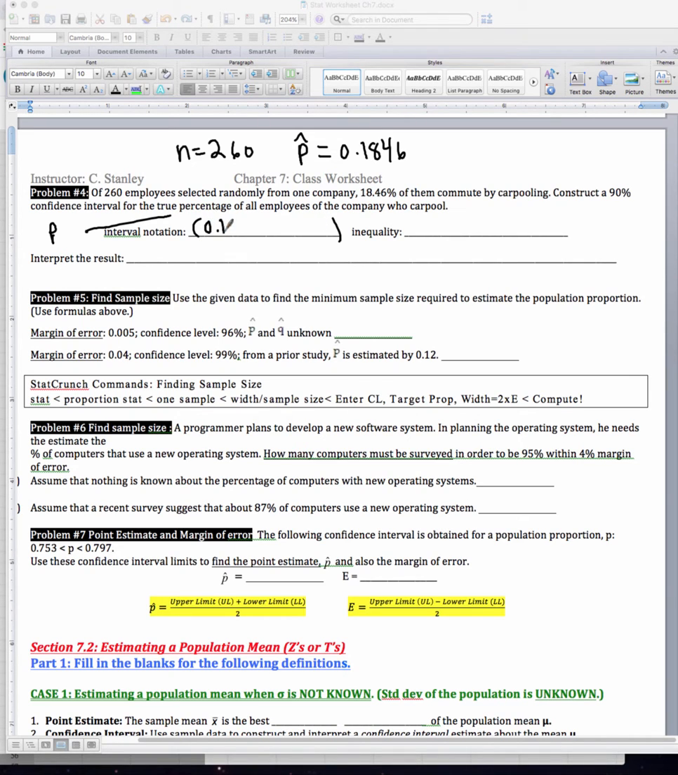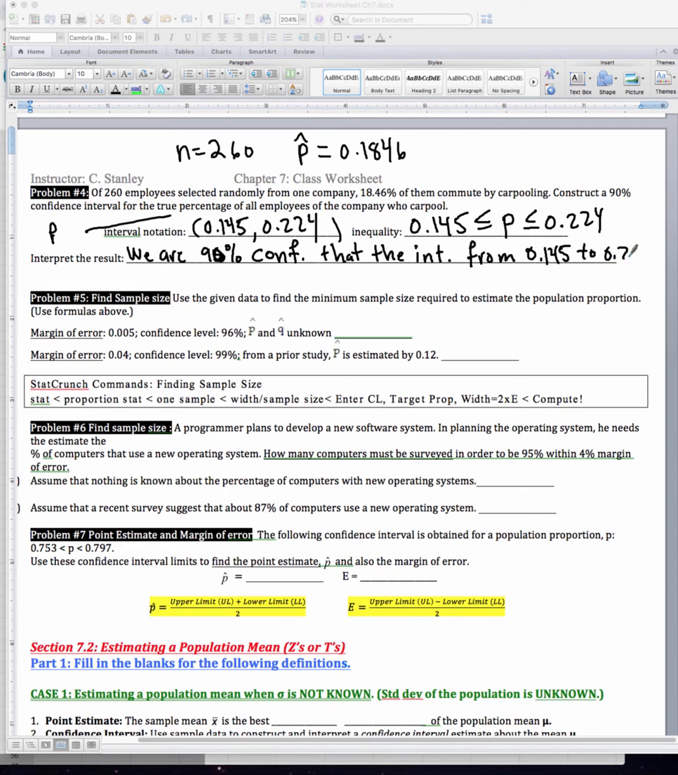14.5 to 22.4. An interval notation would look like this: 0.145 is less than or equal to p is less than or equal to 0.224. And the way you interpret it is that we are 90% confident that the interval from 0.145 to 0.224 contains the true proportion of people who carpool.